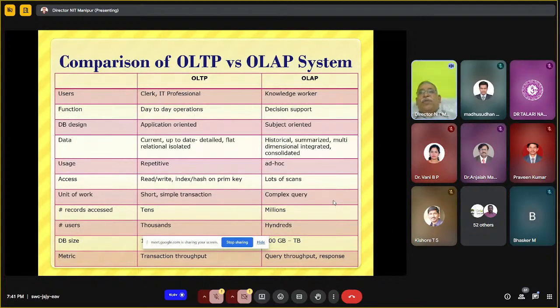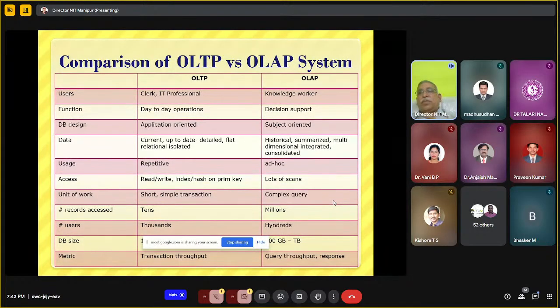Then from the design point of view, application-oriented design is used in a transaction system: booking of a ticket, cancellation of a ticket, a savings bank account application, a fixed deposit application. To run that application quickly, we design the data to suit the application. That means application-centric design is used while designing the structure of the database.